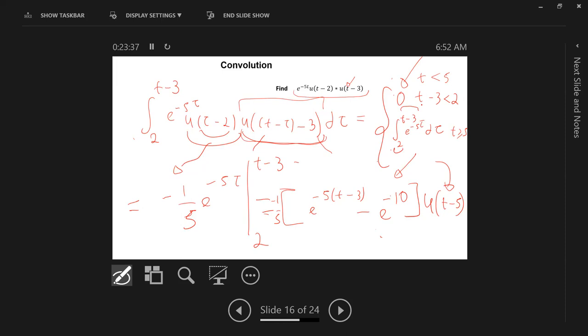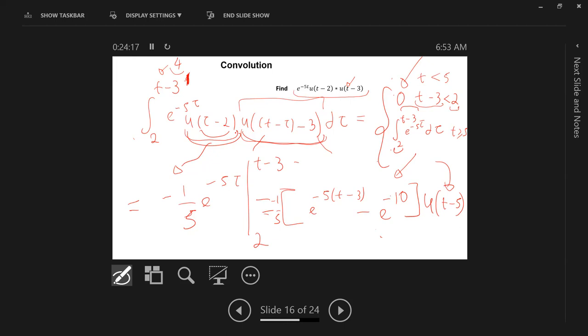Oh, so if t minus 3 is less than 2, let's just say that t is 4, okay? So that's a number less than 5. Then the upper limit would actually be 1, right? So you're going from 2 to 1, right? But then this u of tau minus 2 is 0 in that whole range. Because remember that u of tau minus 2 is 0 from negative infinity to 2. So it's going to be 0 from 1 to 2.